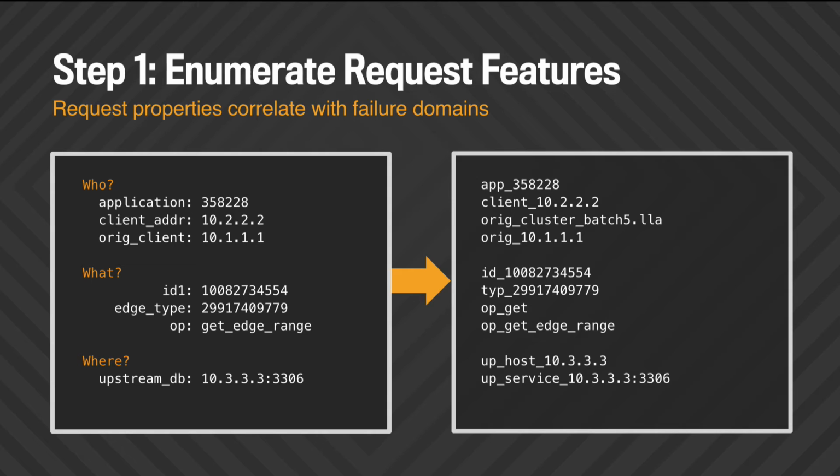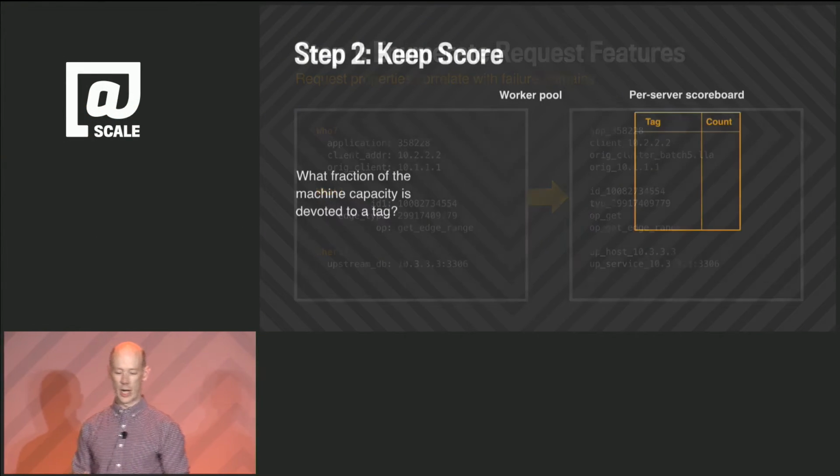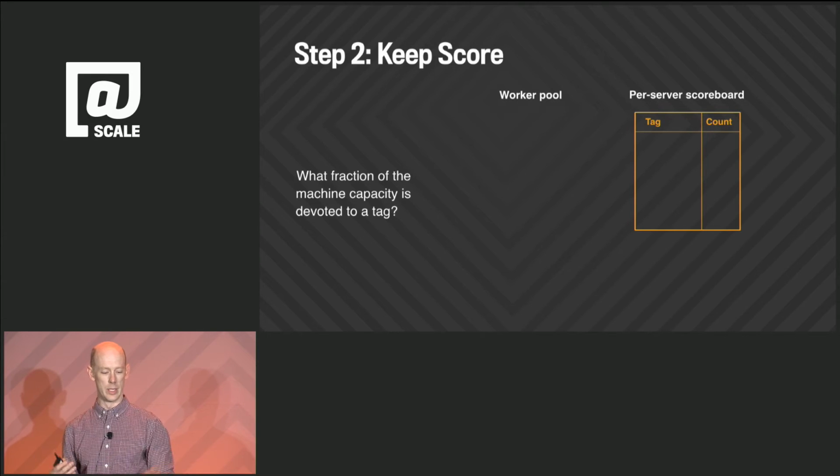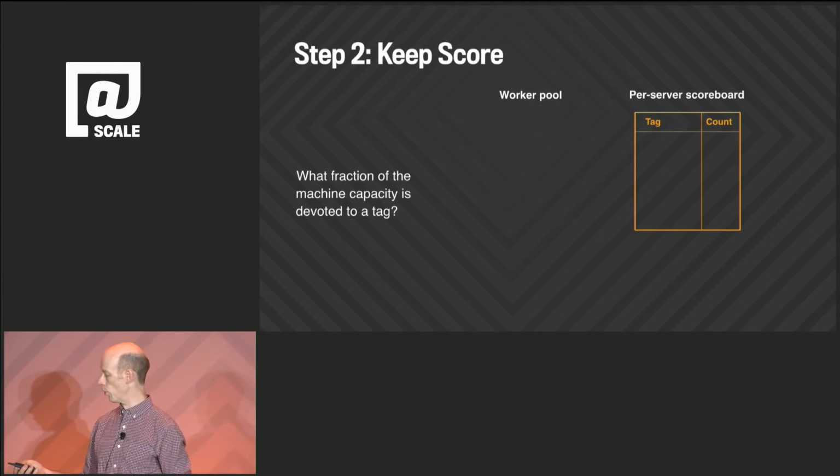That could be a failure domain. Maybe this is like Justin Bieber has just uploaded some new photos or something. So we have his ID. So once we have all of these tags, then we keep track of what fraction of the machine capacity we're actually devoting to requests with these tags. We call this the scoreboard.